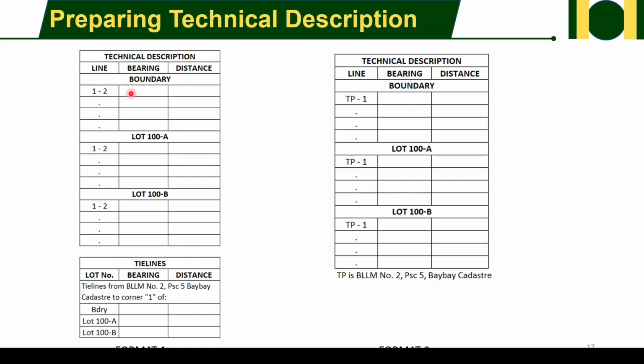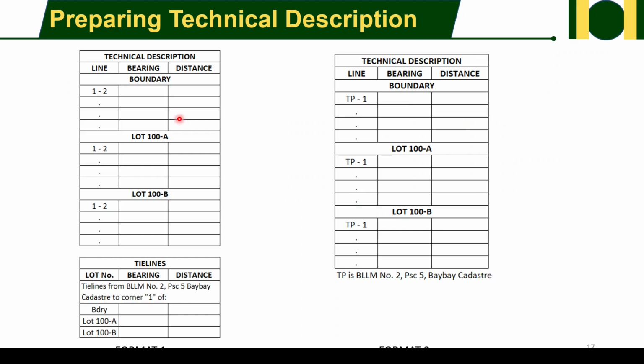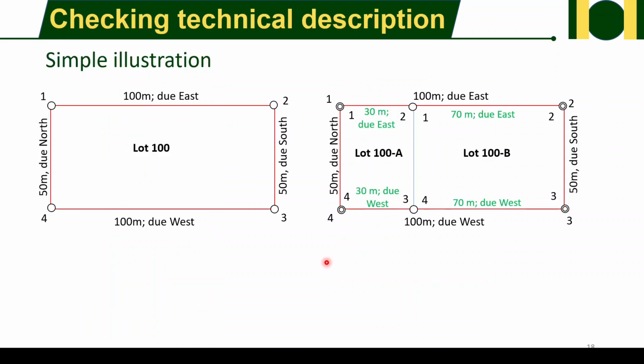Of course, you have to use the coordinates. We have that in Jing 111. Using the coordinates, you can get the bearing and distance. So after filling up this table, you have these numbers already, bearing, distance, etc. Then you have to check the technical description.